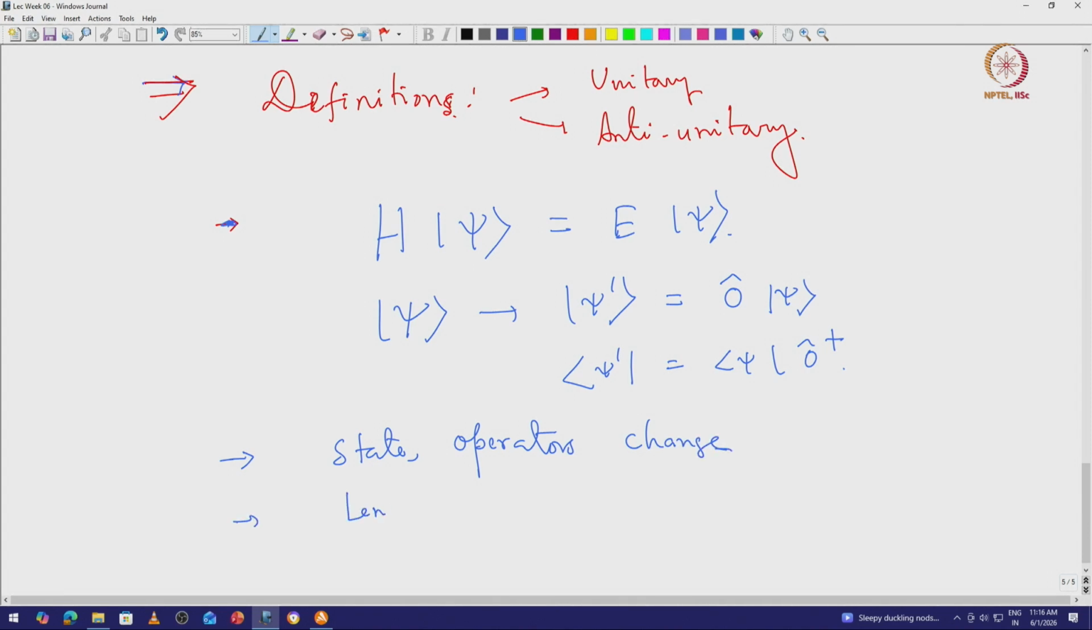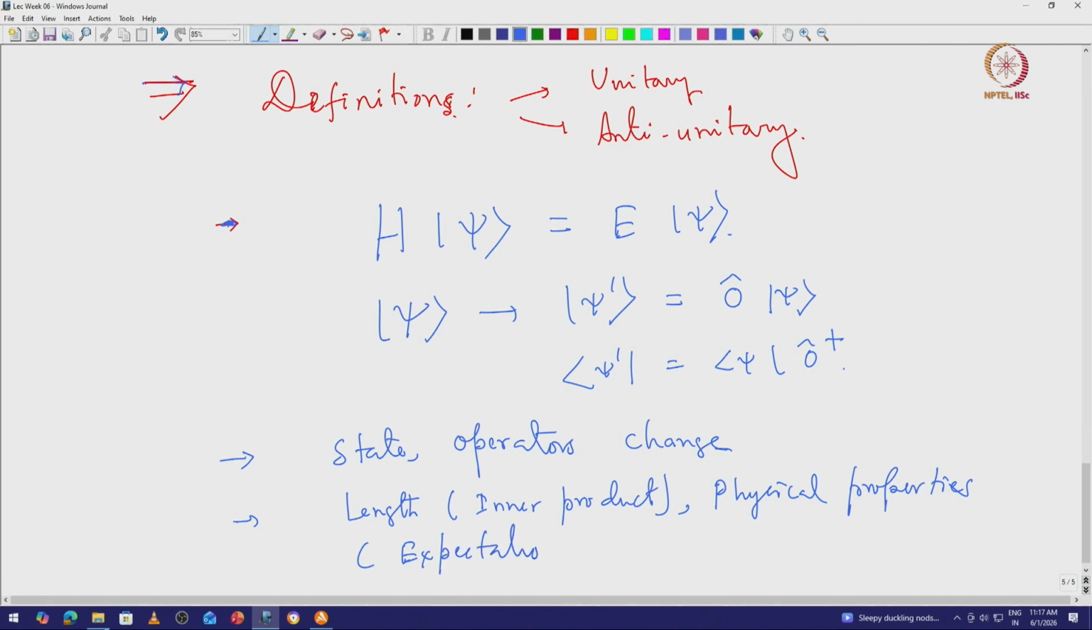The length of any vector, a state, which is the inner product, and the expectation value, those are the physical properties which should not depend on the symmetry operator if there is a symmetry, by definition. Properties in general such as expectation values.